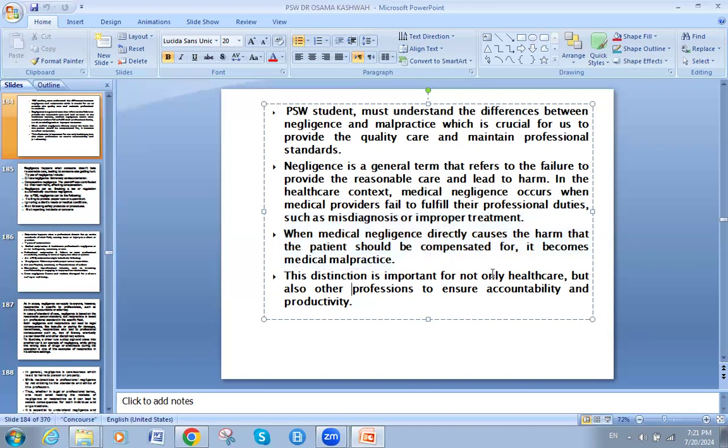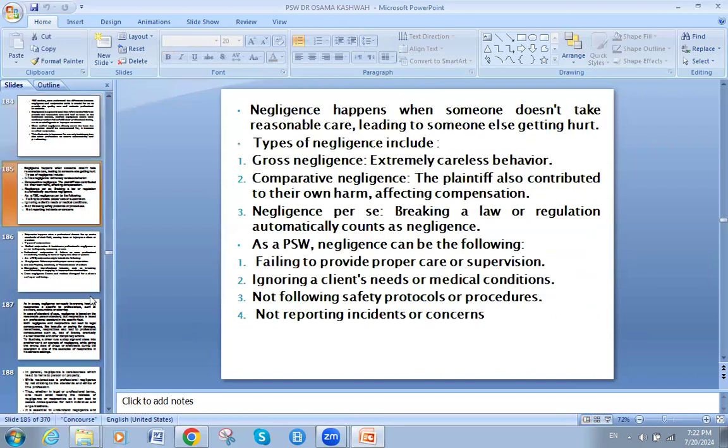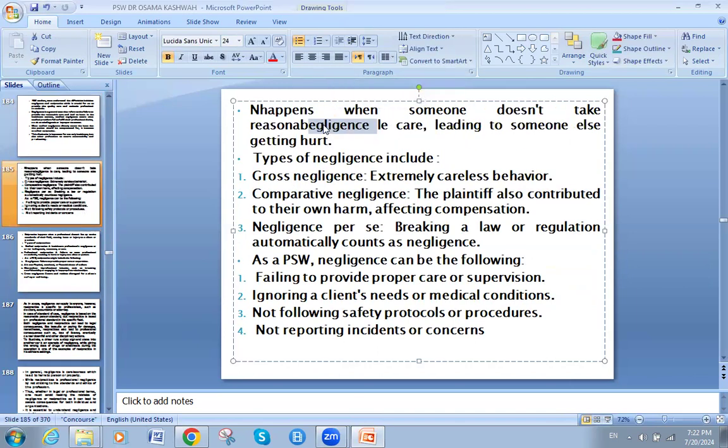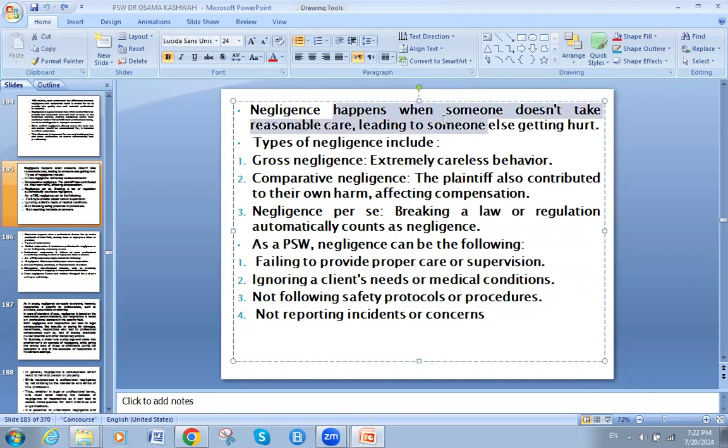So the distinction is important not only for healthcare, but also for professionals to ensure accountability and quality of the healthcare services. So let's see negligence again. Negligence happens when someone does not take reasonable care. I don't care. He's having a fever, I ignored it. His situation became worse, the patient, I mean. So I didn't report to my leader or my nurse or my supervisor about his situation. These are all examples of negligence.